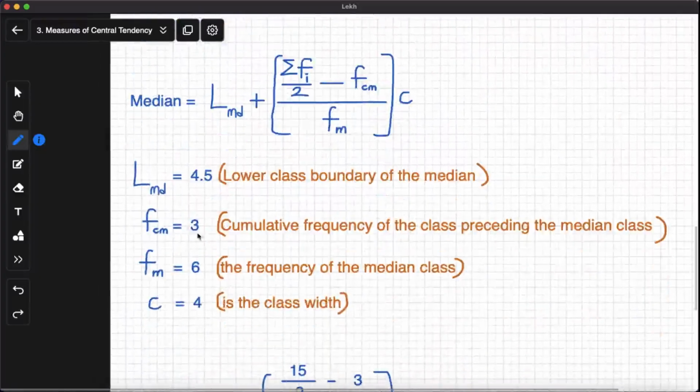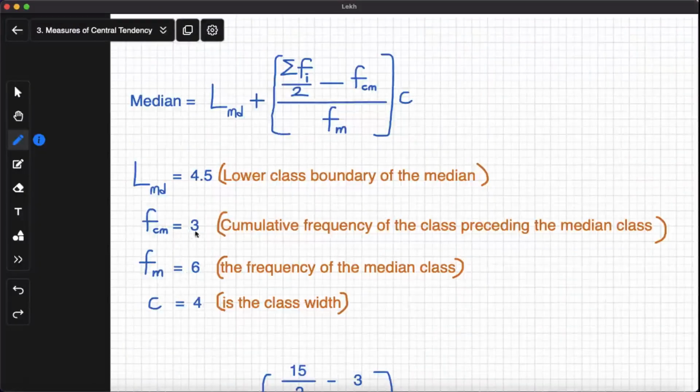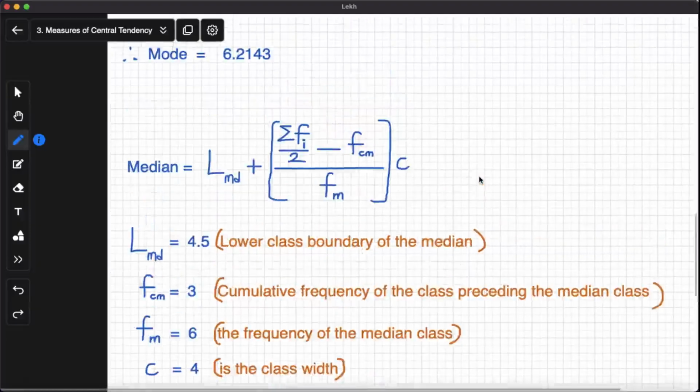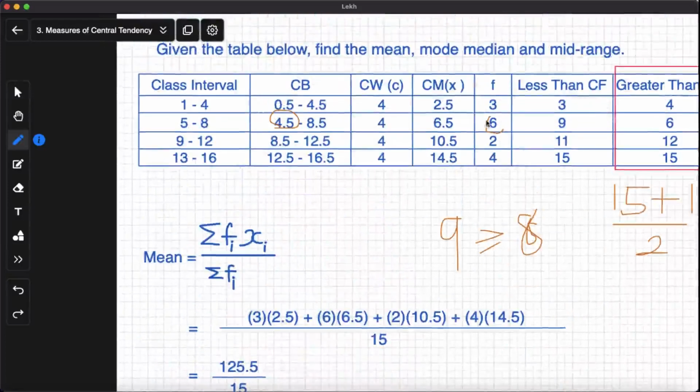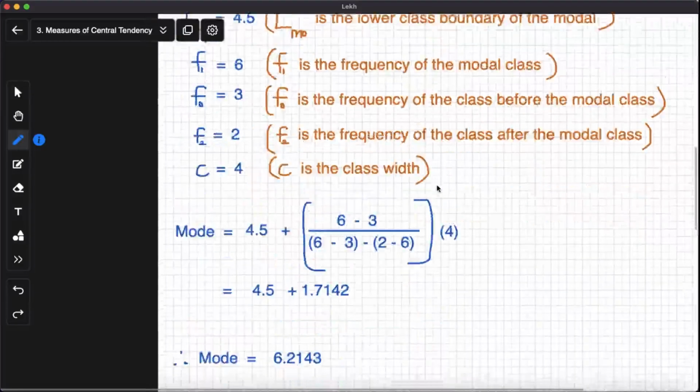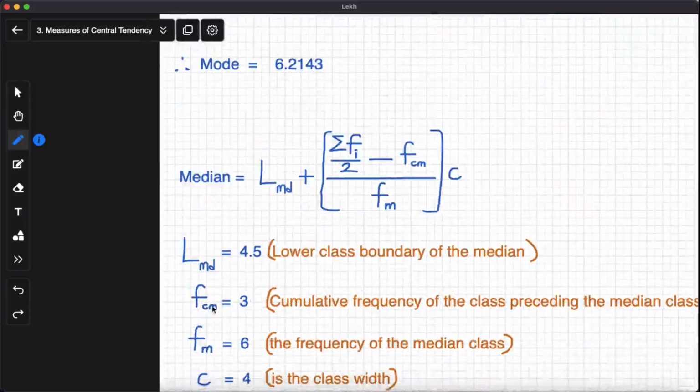The frequency of the median class, we said, is 6. Then the cumulative frequency of the class preceding the median class, the class that comes before it, let's go back and check. The cumulative frequency of the class that comes before the median class is actually 3. Supposing the median class had been here, then the cumulative frequency of the class before it would have been 9. But in this case, it is actually 3. So we're going to use that. That is the meaning of F subscript CM. So we write that there, and the class size is 4 as before.